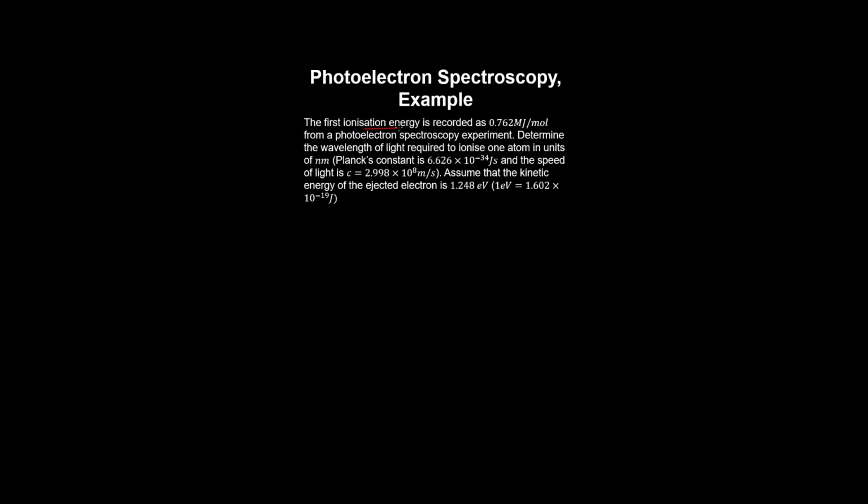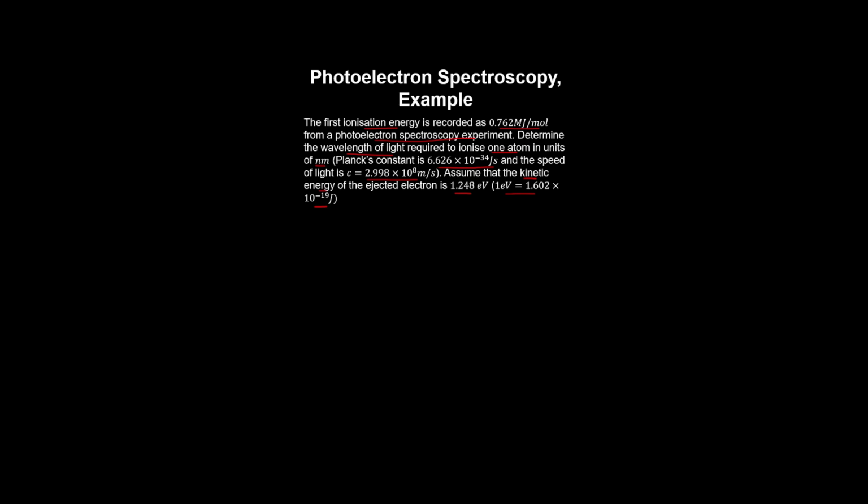The first ionization energy is recorded as follows from a photoelectron spectroscopy experiment. Determine the wavelength of light required to ionize one atom in nanometers, and we're given Planck's constant and the speed of light. And assume the kinetic energy of the ejected electron is 1.248 electron volts, which we can convert to joules.